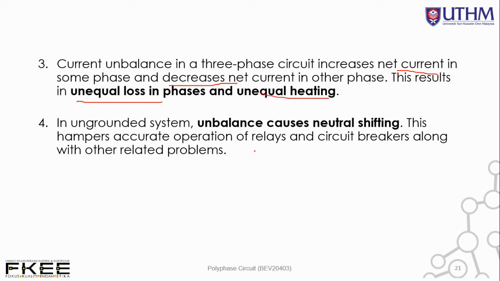All right. And then in an ungrounded system, what happens to the unbalance? What happens to the neutral? So unbalance causes neutral shifting. This hampers accurate operation of relays, so relays may also be affected. The circuit breaker may also be affected.